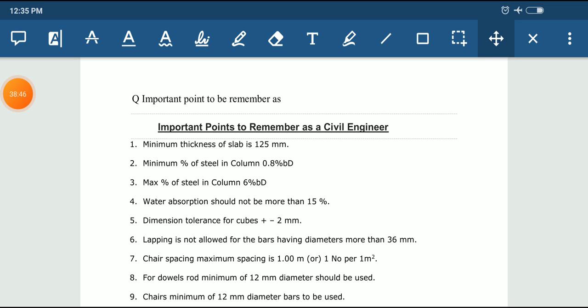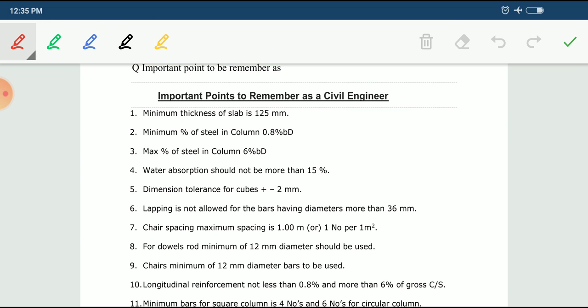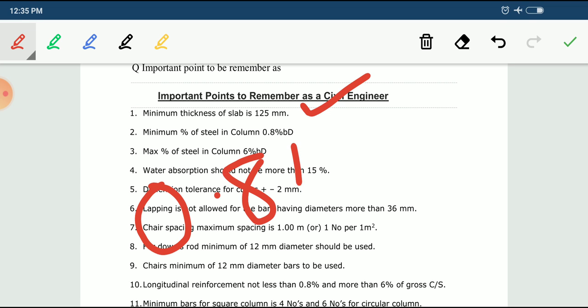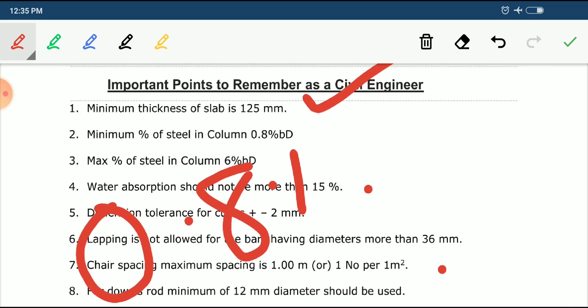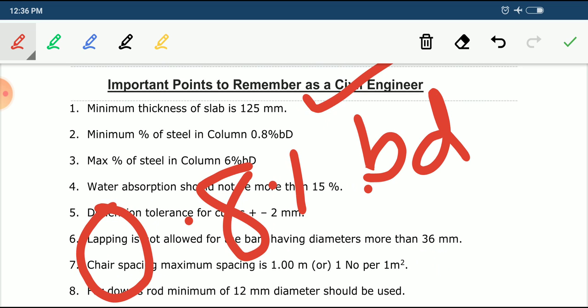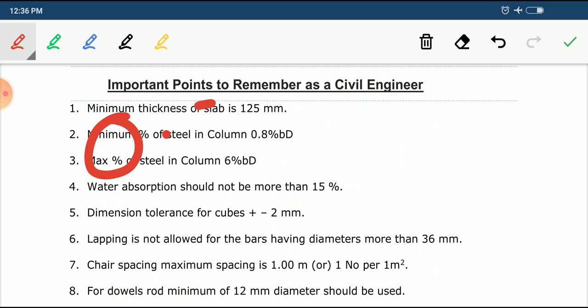Okay, some important points should be remembered if you are a civil engineer. We will discuss them one by one. Minimum thickness of the slab you will provide is 125 mm. Next, in case of a column, what is the minimum percentage of steel that should be provided? That is 0.8% of B into D.